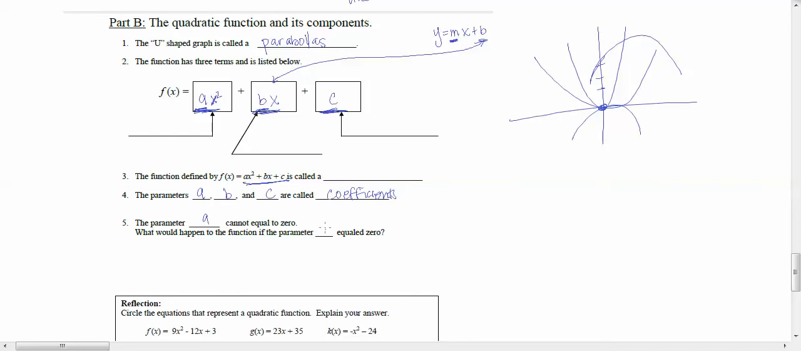If a were 0, then what would happen is your f of x would equal, I'm going to use this thing right here, 0 times x squared plus bx plus c. If 0 times x squared, that's just simply 0. So really what I have is bx plus c. Now wait a second, bx plus c, that looks a lot like y equals mx plus b. Of course I changed up some of the letters, but this is an equation of a line. So if a were 0 in this particular case, then this thing is no longer a parabola, this is a linear function. That's why a can't be equal to 0.